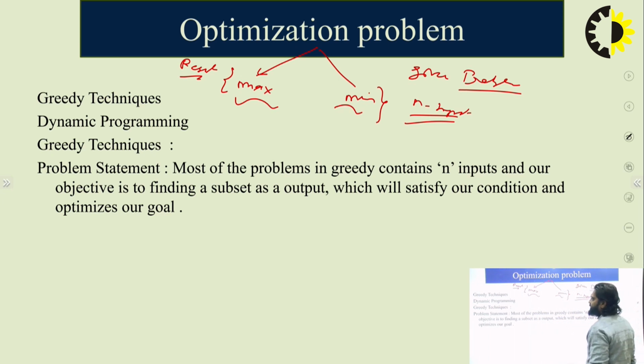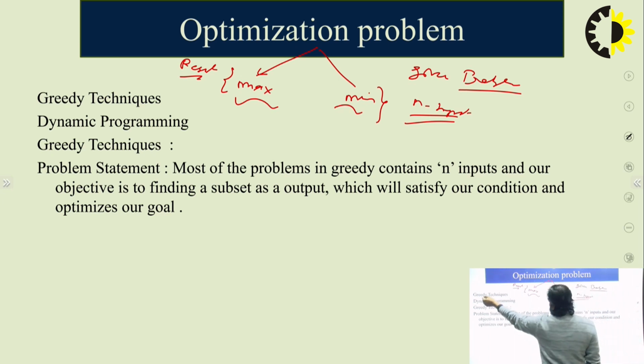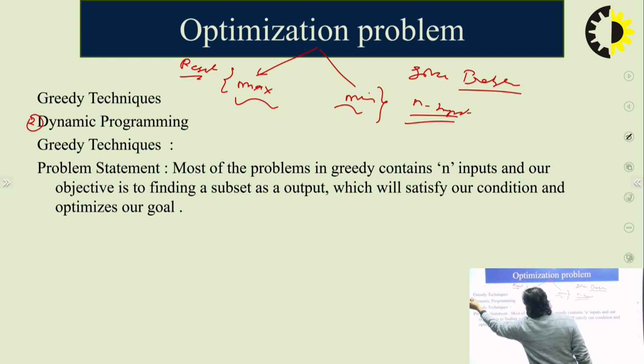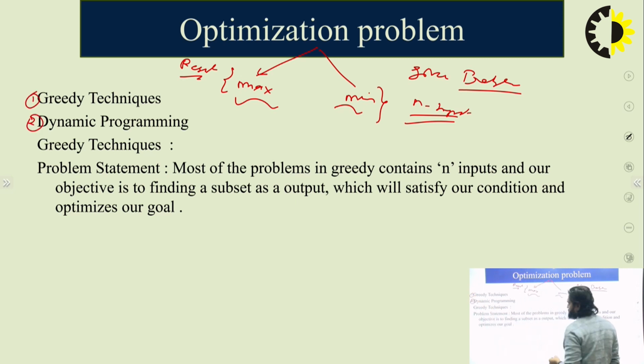We have two techniques to optimize problems. First is greedy and second is dynamic programming. Now we discuss the greedy technique, and after that we discuss dynamic programming. Now come to the greedy technique.